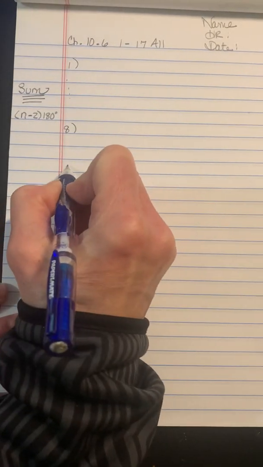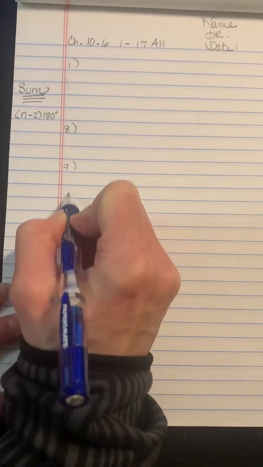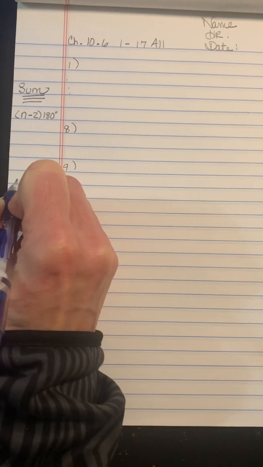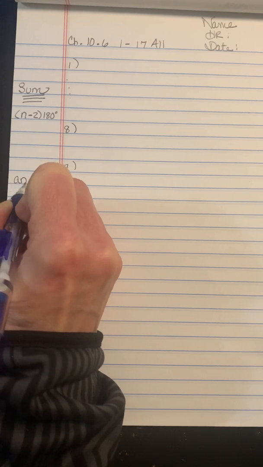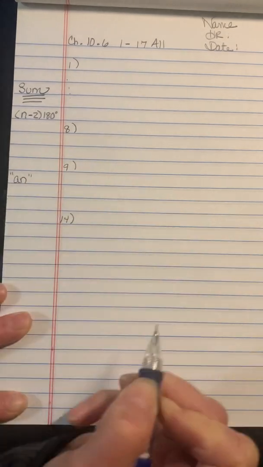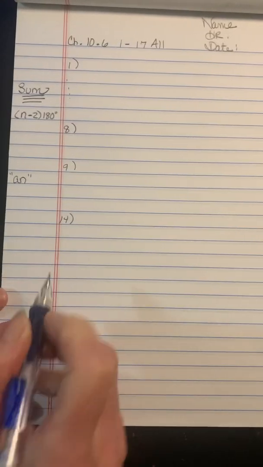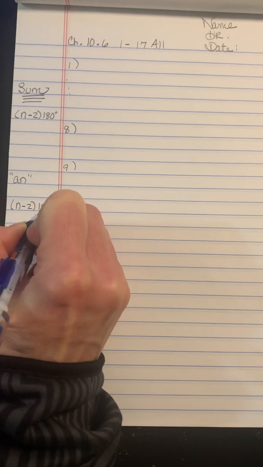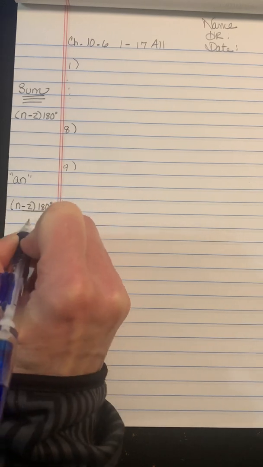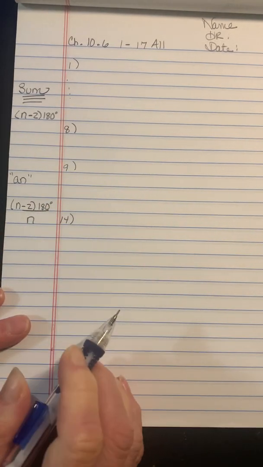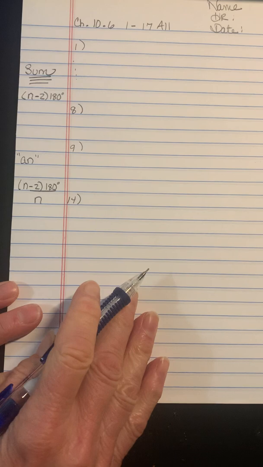When you get to question number 9 through 14, that's where you're going to find an interior angle, meaning one angle. So that's where you're going to use n minus 2 times 180 divided by n. And remember, n represents the number of sides.